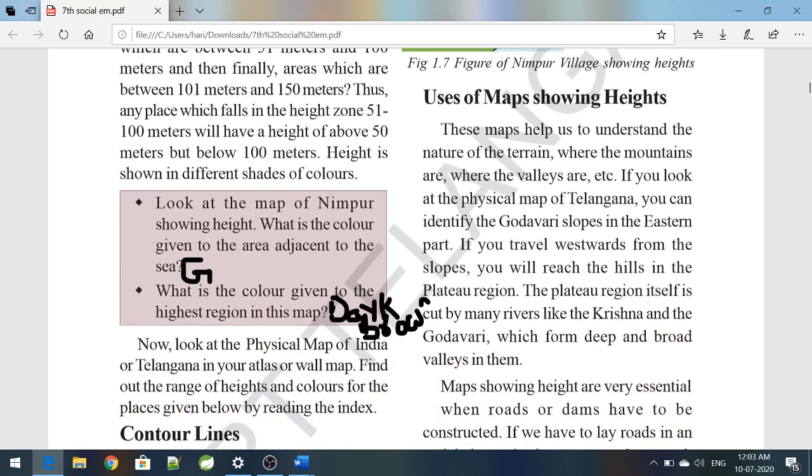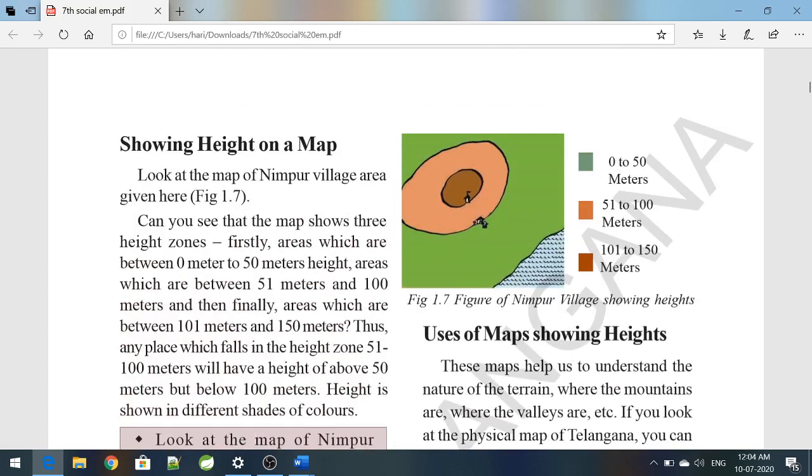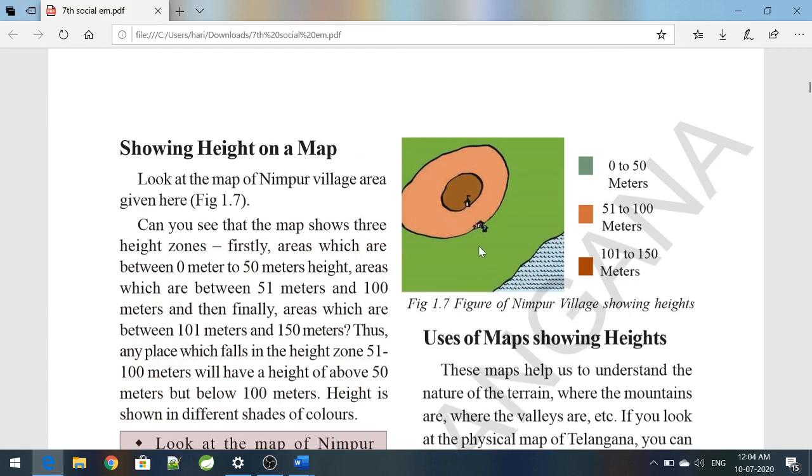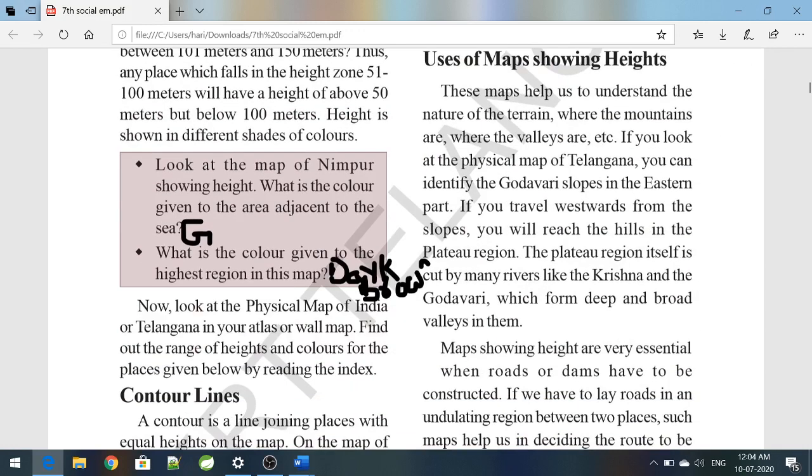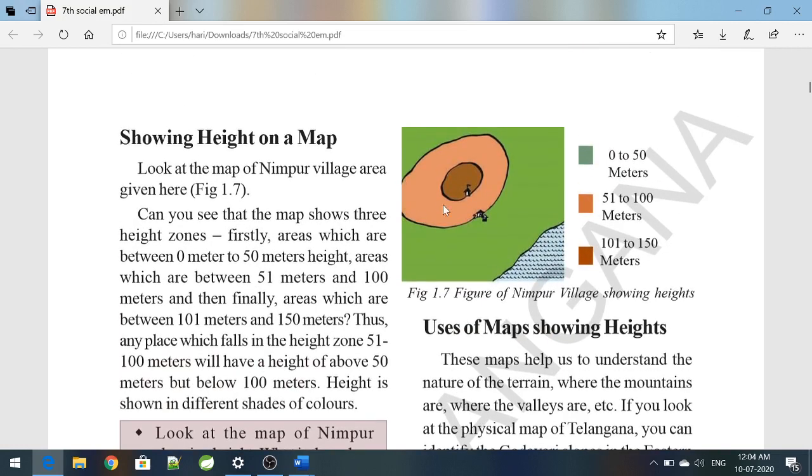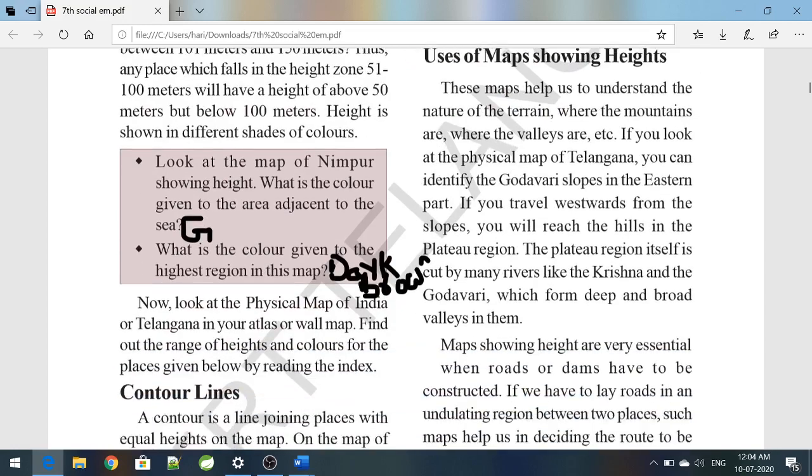Okay, here I have written, look at the map of Nimpur showing heights. What is the color given to the area adjacent to the sea? Adjacent to the sea is the green area, so G. What is the color given to the highest region in this map? They have given a dark brown color. This is a light brown, like that.